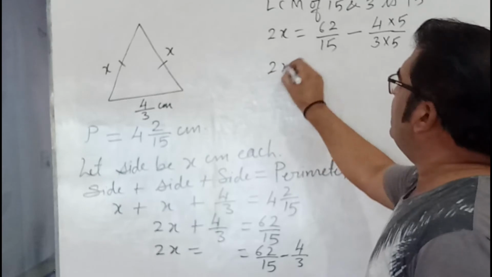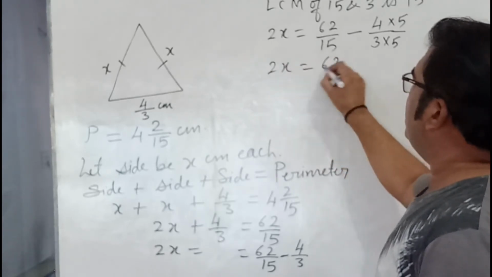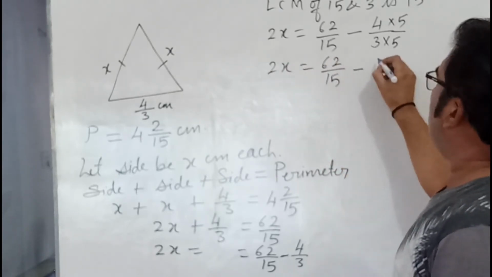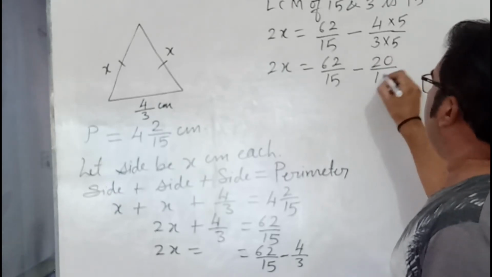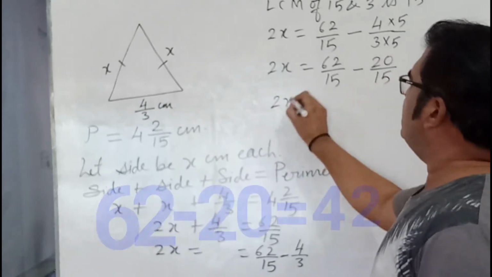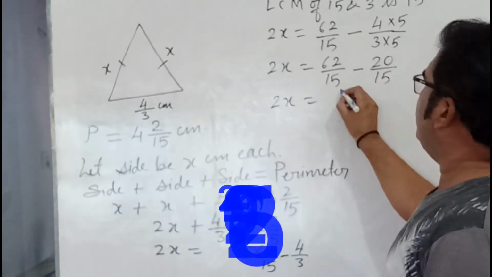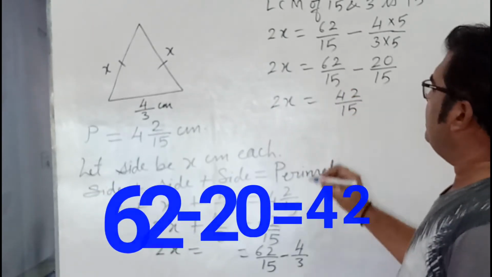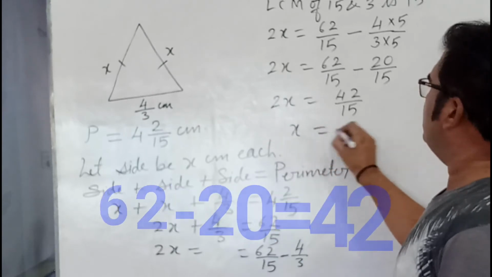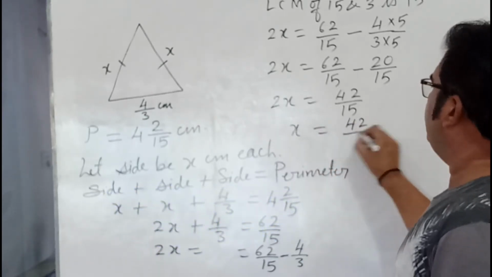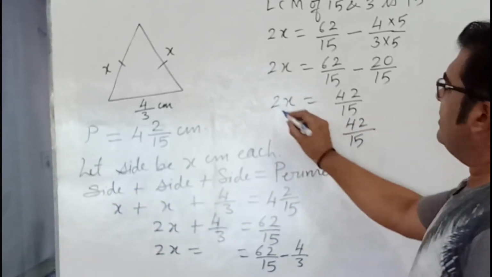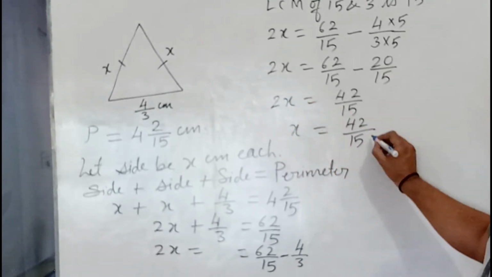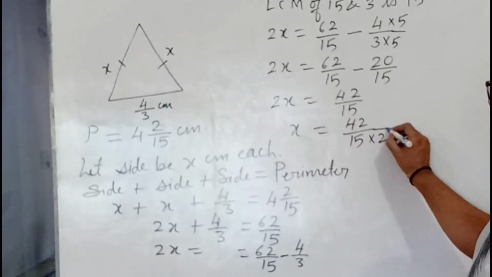So 2x equals 62/15 minus 4 times 5, 20/15. Then 2x equals 62 minus 20, which becomes 42/15. 42/15 is there. Then x equals 42/15, here it is multiplied, so on transposing it will come in division.